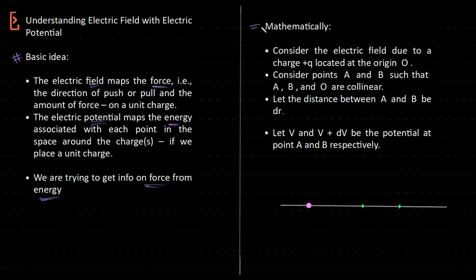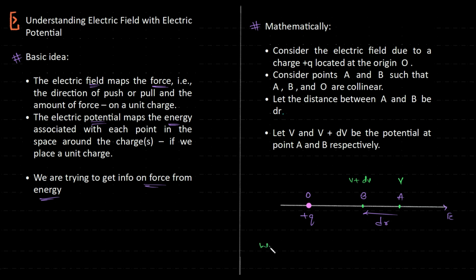This is how your derivation should start. We're considering the electrical field by a point charge Q. So that's your field, and this is located at O. We're considering points A and B, which are at a small distance dr. So the potential at this point is V and this is V plus dV. So there is a small increase in the potential.